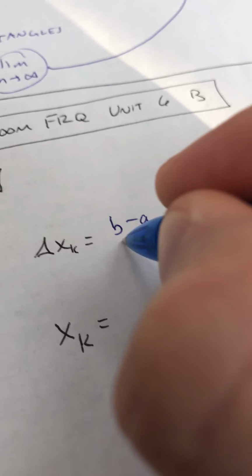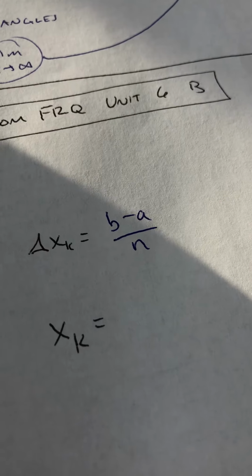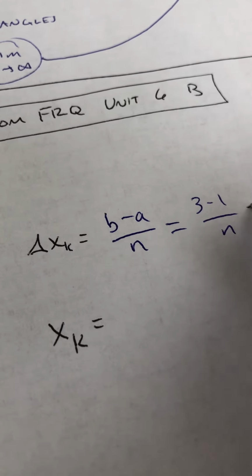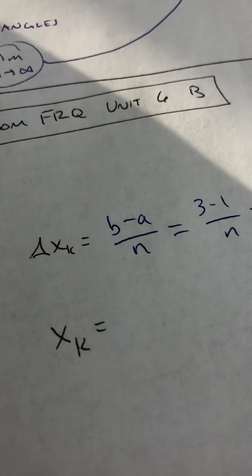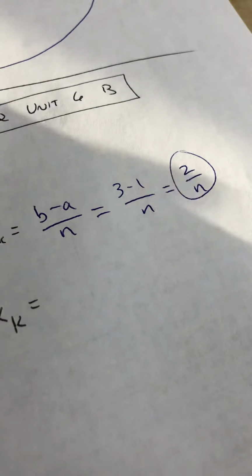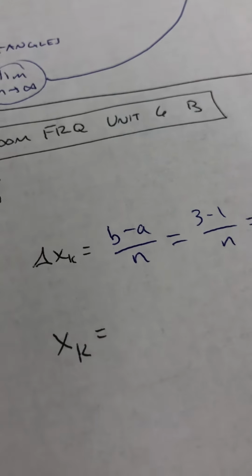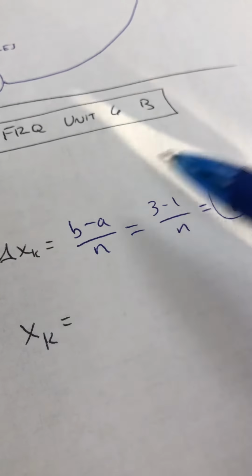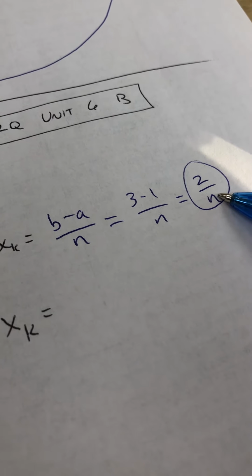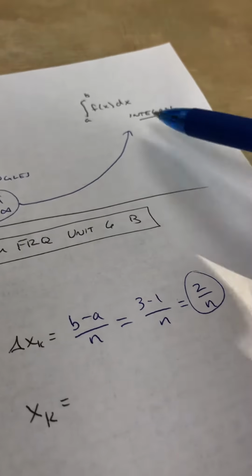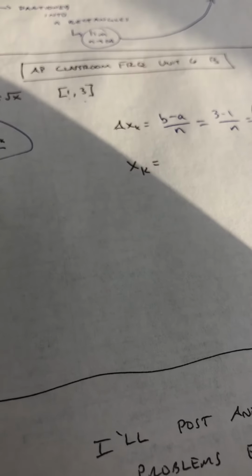Our formula for delta x: you take your upper bound minus your lower bound, divided by the number of rectangles. Our upper bound in this case was 3, lower bound 1, so we have 3 minus 1 over n, or 2 over n. We are also going to have n approach infinity in this problem, so the width of each rectangle gets super close to 0, because 2 over infinity is super close to 0, which is what we want to find our actual integral.